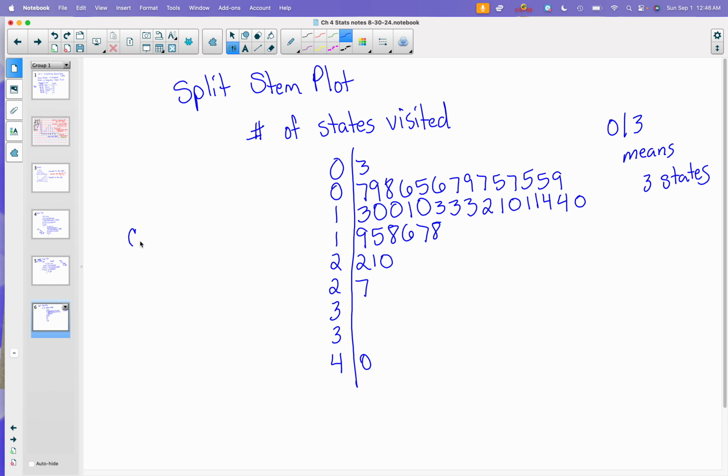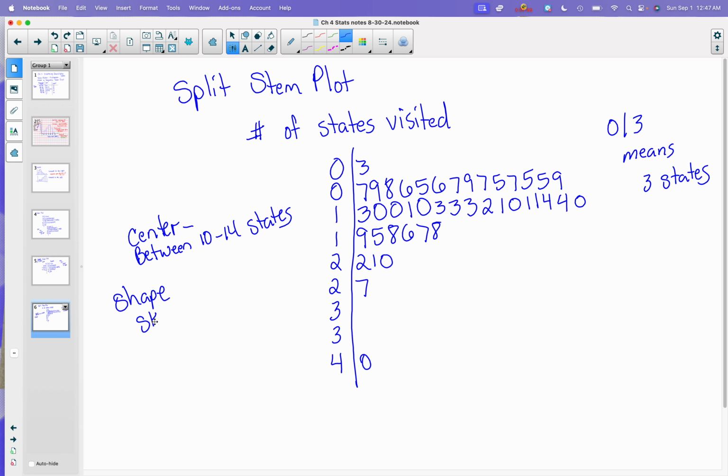So when you talk about center, I'm going to just say it looks to me like the balance point would be somewhere between 10 to 14 states. Shape. Now we definitely have an outlier, this 40 states. Notice that it would be approximately symmetric, except for this, although it does seem a little skewed to the higher numbers.